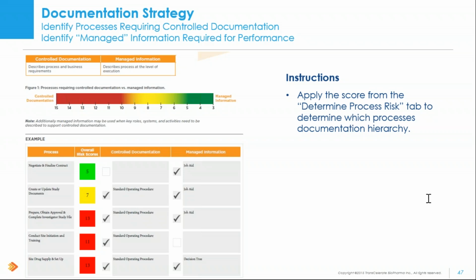We've continued to use the Study Startup example in this step, where we show that both controlled documentation, for example SOPs, and managed information, and in this case we could say job aids, are used. Managed information is used when key roles, systems, and activities need to be described to support controlled documentation.